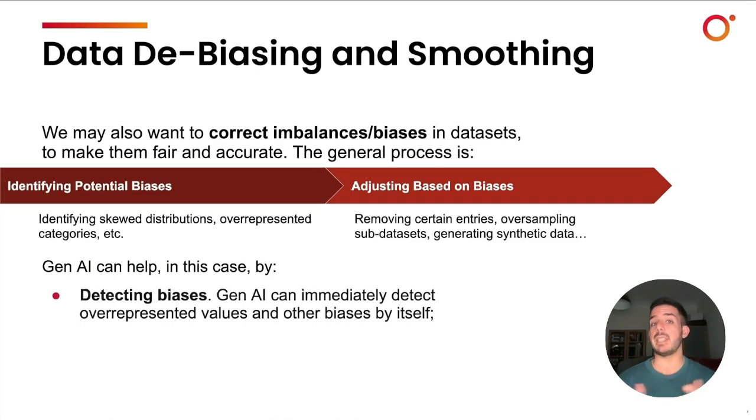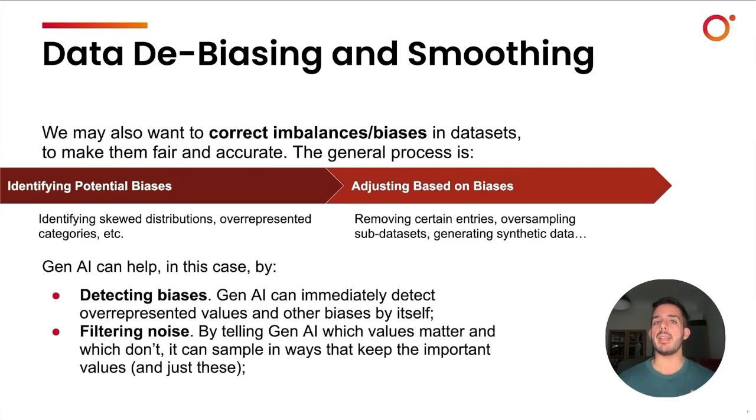Well, first, it can detect biases, right? In terms of profiling or analysis, GenAI can immediately detect what are overrepresented values and what are other biases by itself, right? You can immediately dump a dataset on an LLM and it's going to tell you, hey, this specific feature mostly has this value. Maybe it's overrepresented. And the same for other types of usual issues, if you will. So it's good at flagging these problems.